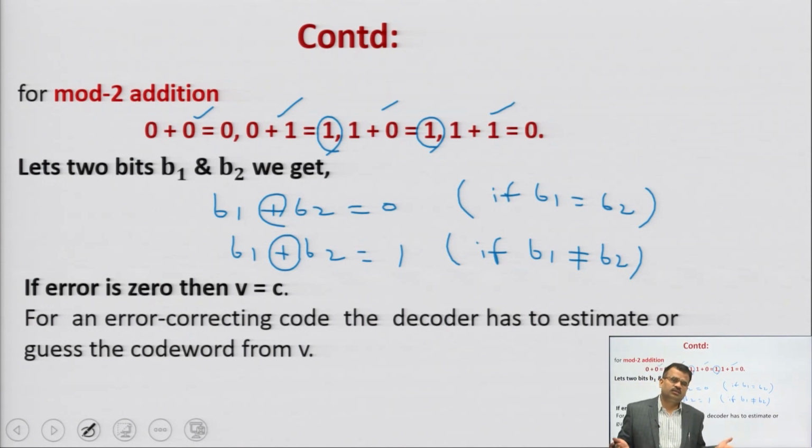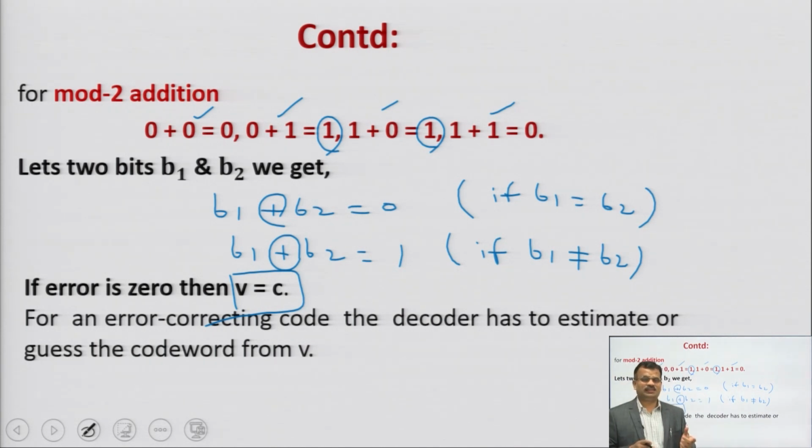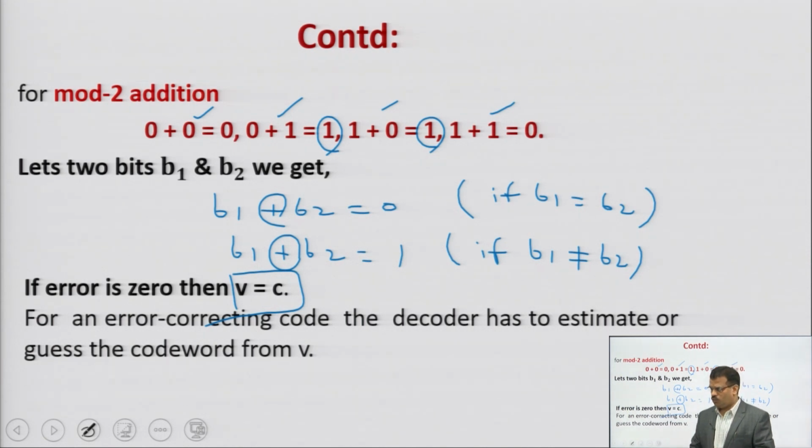If error is 0, so E is equal to 0 and V is equal to C, होगा ये तो सीधा, और यदि error होगी तो V is equal to C plus E, या C XORing E. Then we can determine the exact received code word with V. In an error correcting code, the decoder has to estimate a guess of vector E from V. मतलब यदि डिटेक्टर ने estimate कर ली E, error यदि है तो that will be V is equal to C XORing E, that you can estimate.